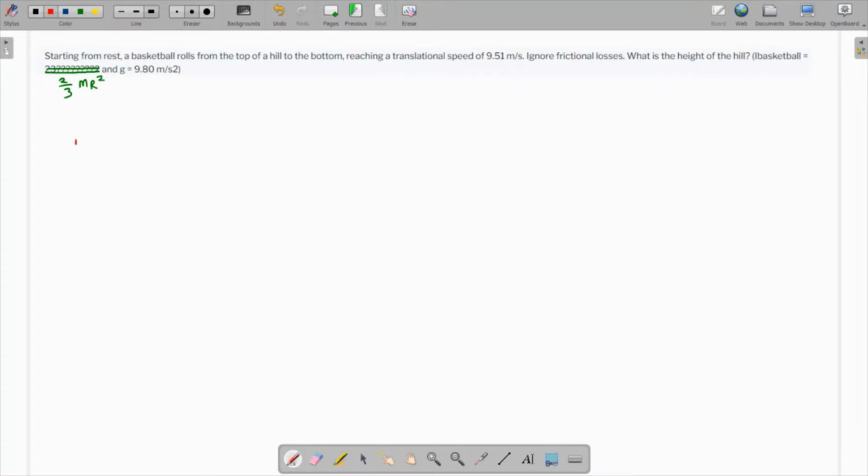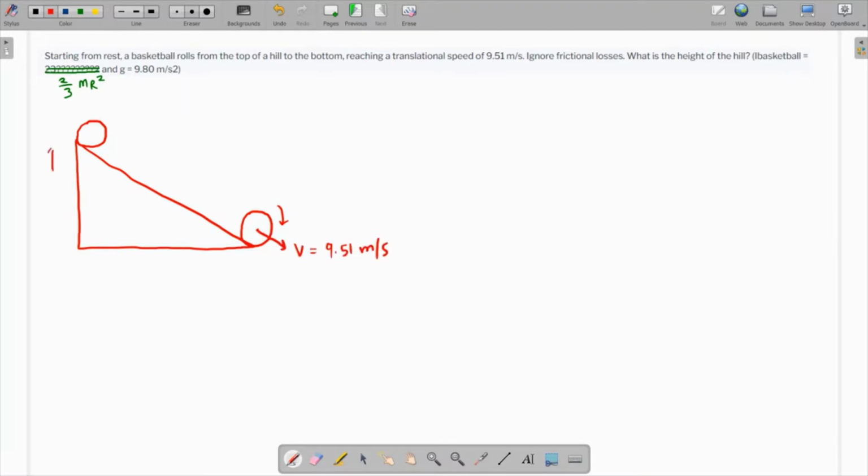All right, so since there is no friction, we can say that the energy is conserved. So what we're going to do is, on the top, when the ball is there, this is how it is, and it reaches the bottom, and the ball is rolling. Over here, the translational speed v is given as 9.51 meter per second. We need to find the height from where it is released. So we're going to conserve the energy.